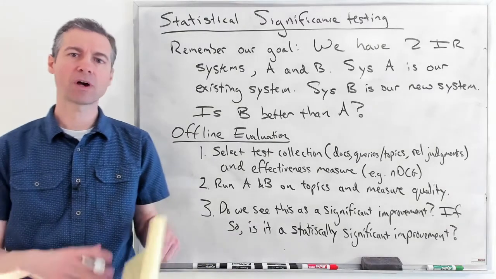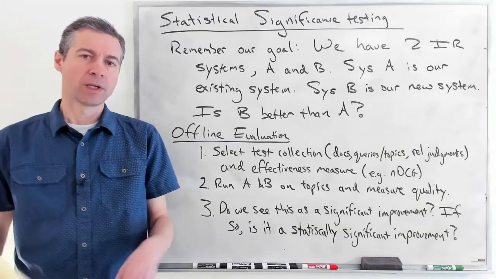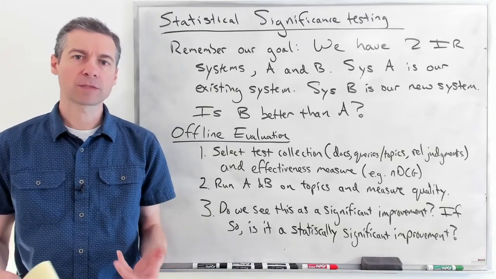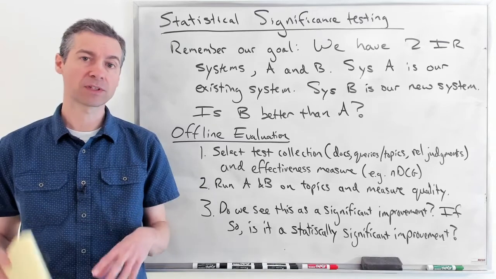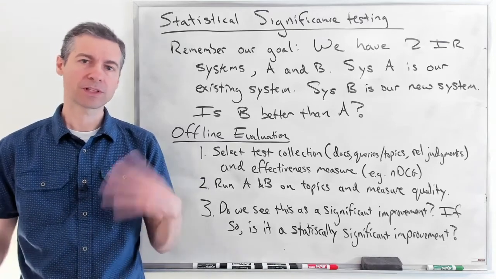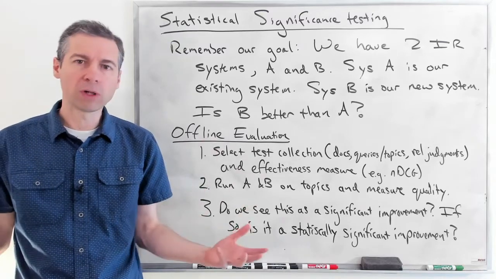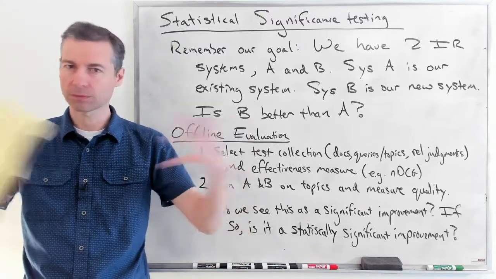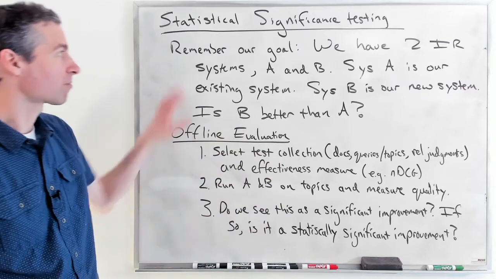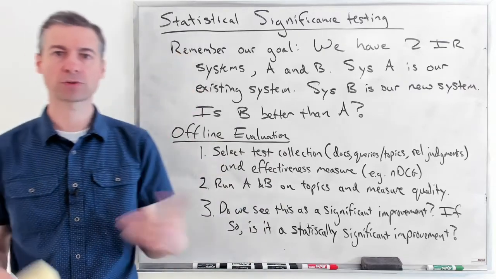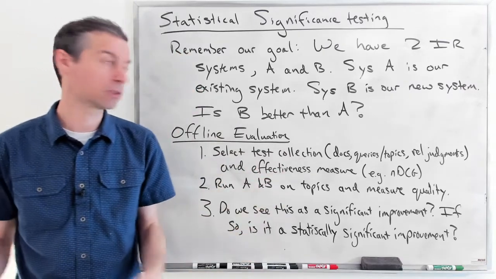All right, so we've been talking a lot about evaluation. Now we need to talk about statistical significance testing of our results. Let's go back and actually remember what our goal is here. What are we doing? Let's recenter ourselves on this. We have two information retrieval systems, two search engines.